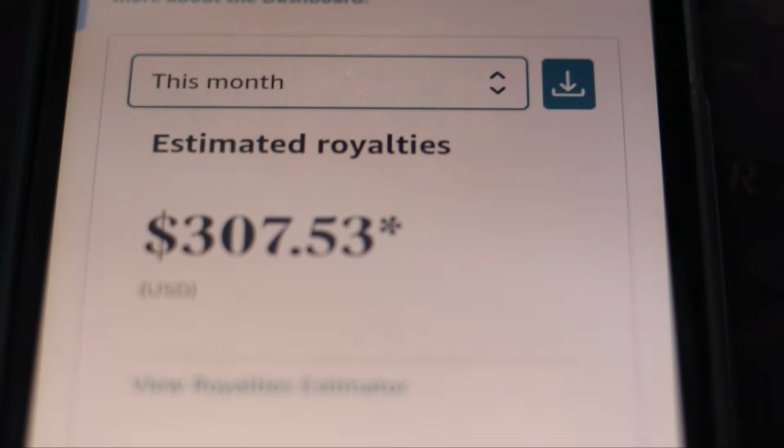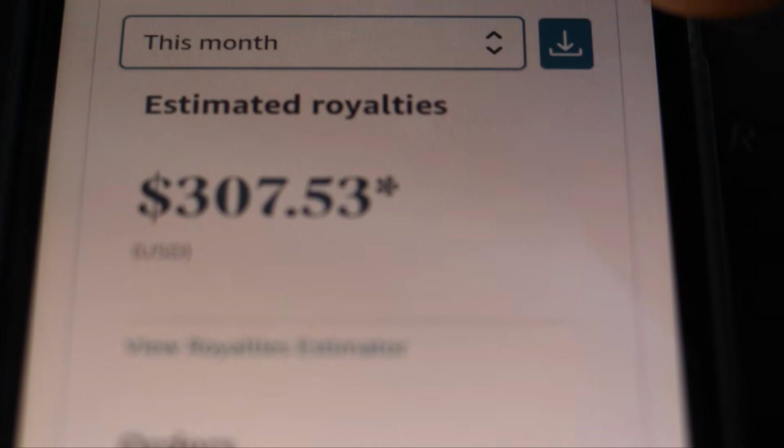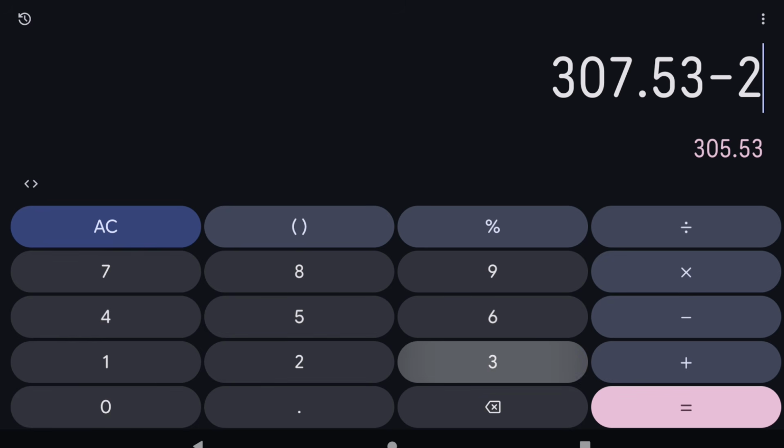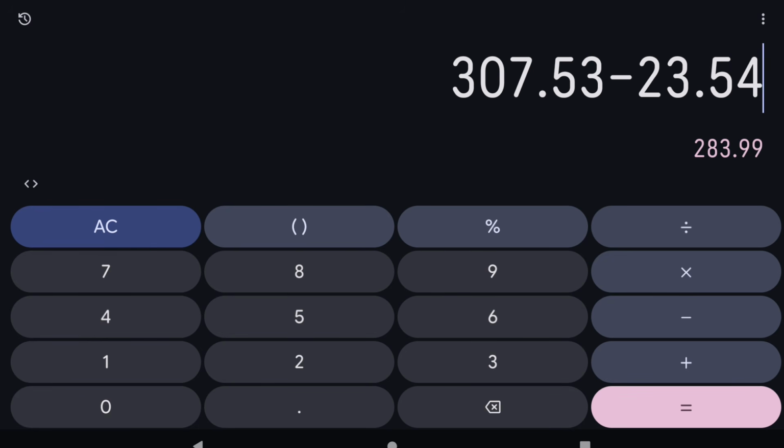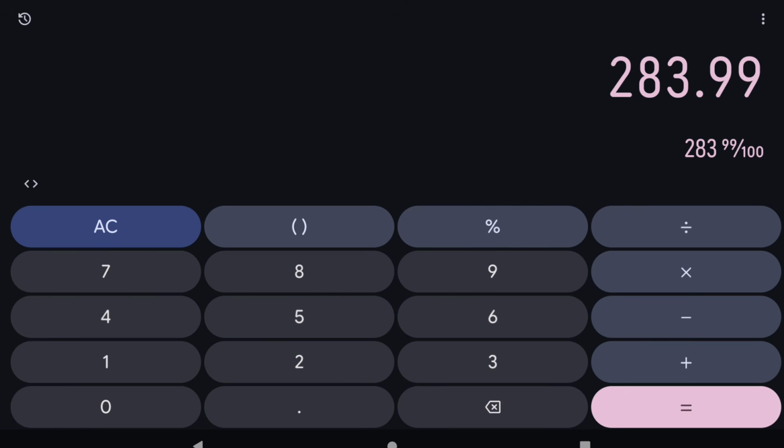And total sales so far, we had made $307.53. Remember that we had already made sales for today. So today's sales is $23.54. So if we take $23.54 out of $307.53, so far in 1 week, our total sales is $283.99, right? So that's how much we made without running ads for our books.